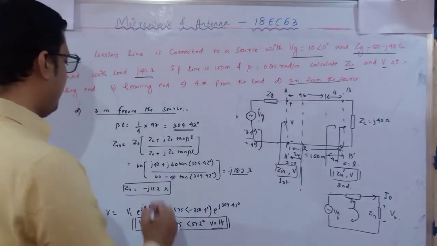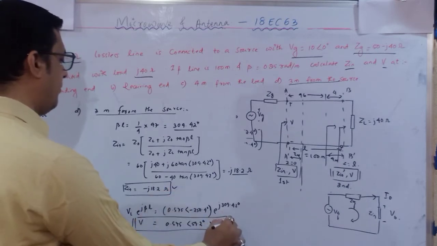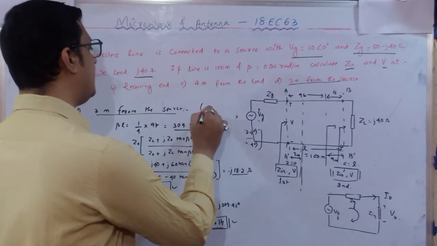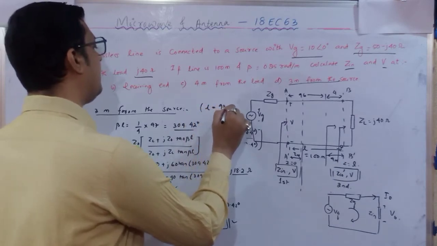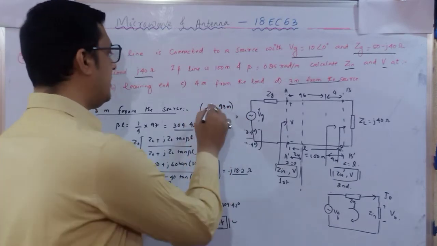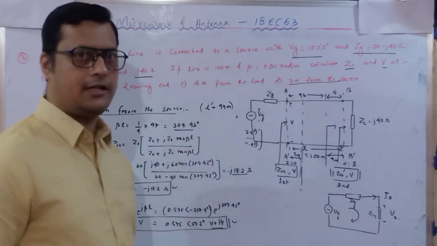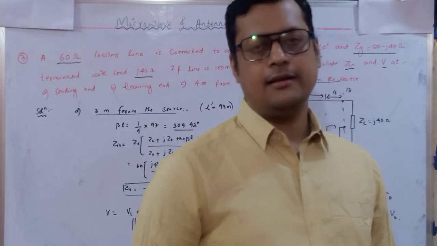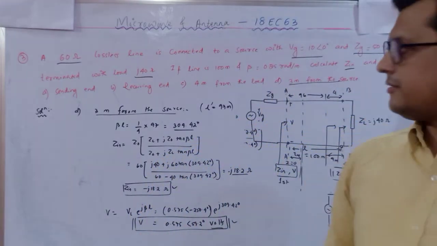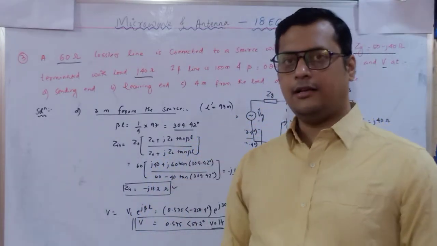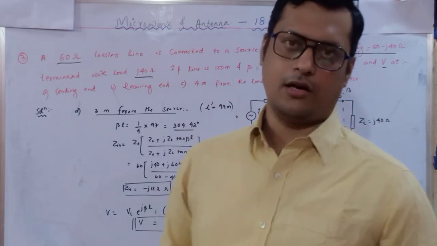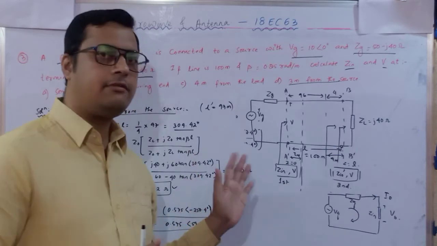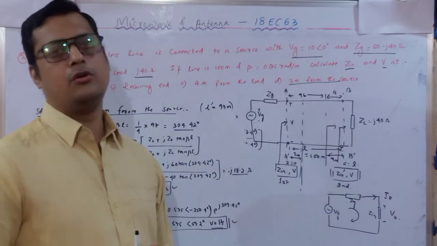So input impedance and potential, 3 meter from the source, means the length of the line will now be 97 meter. So for the 97 meter we are calculating input impedance and potential. These are simple relations, but you have to think a little bit more about how to identify the position. Here, all the things we have considered with respect to the load terminal.